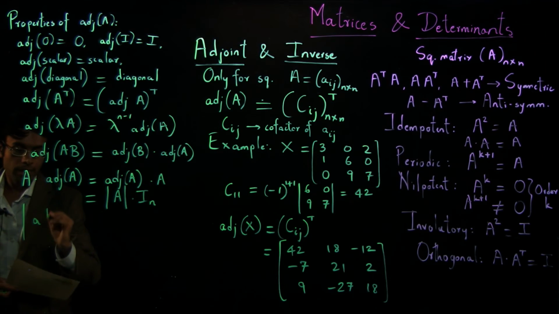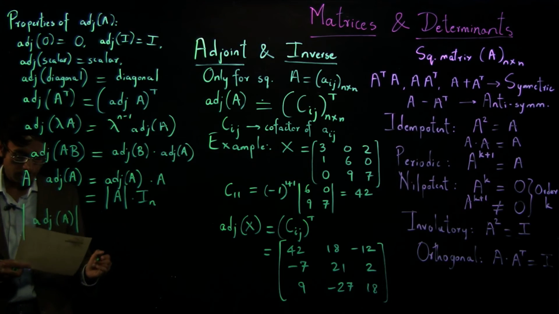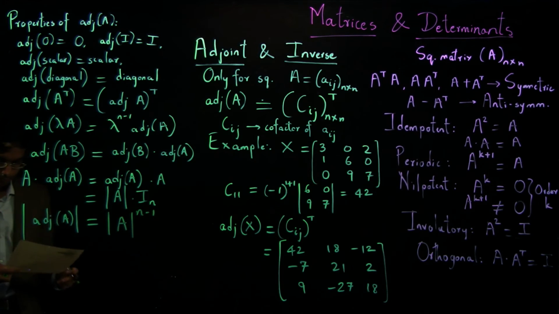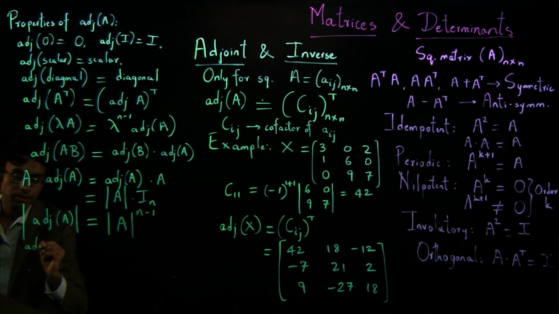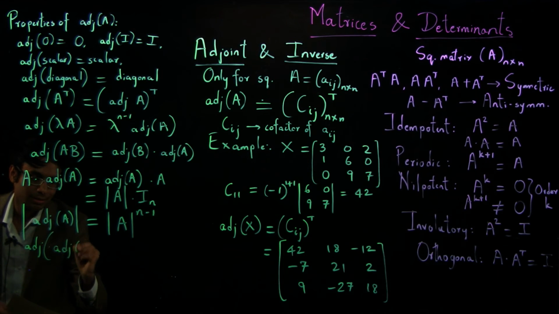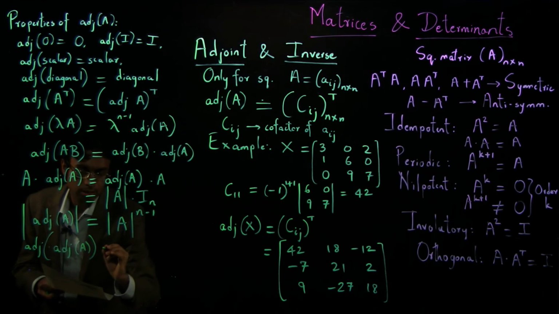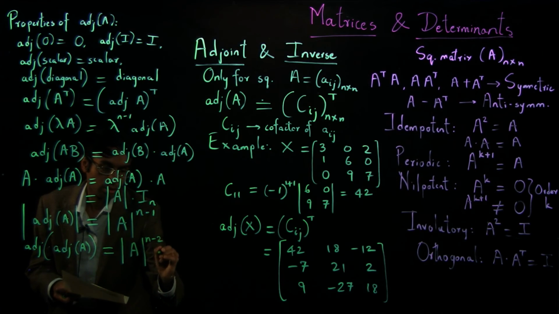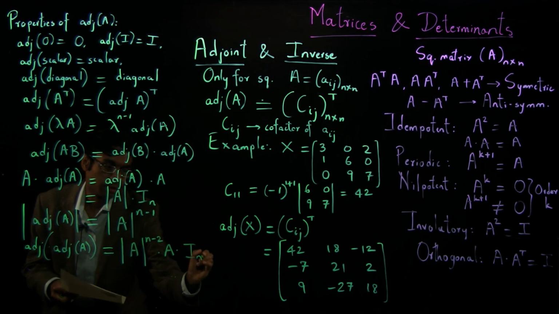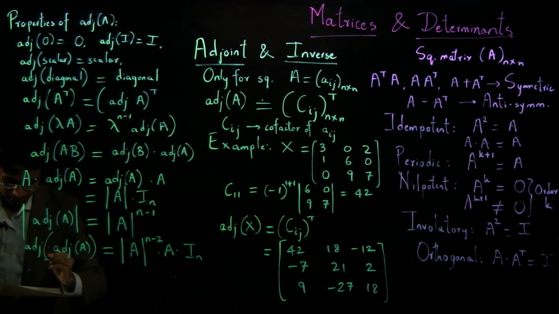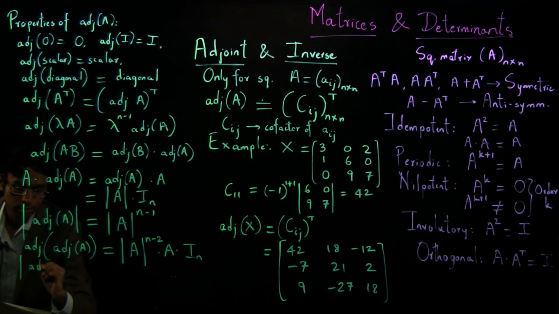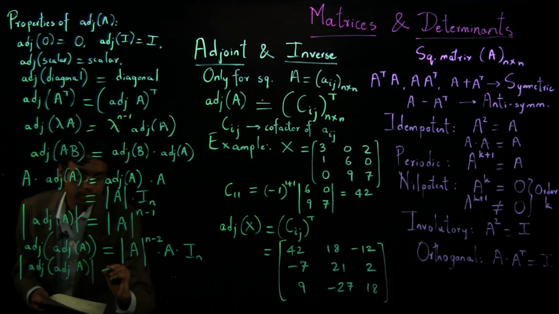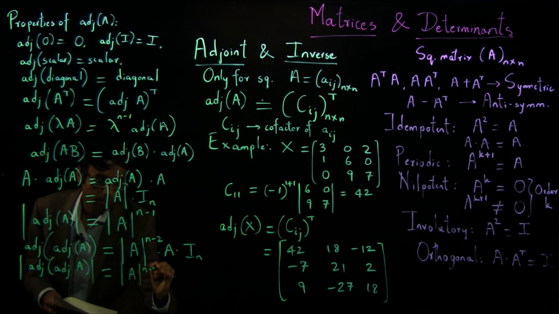And then if you take the determinant of the adjoint of the matrix, that is the determinant of the matrix to the power n minus 1. If you take the adjoint of the adjoint of the matrix, the value comes out to be the determinant of matrix A to the power n minus 2 times A times the identity of order n. And then if you take the determinant of the adjoint of the adjoint of A, that simply comes out to be the determinant of A to the power n minus 2.